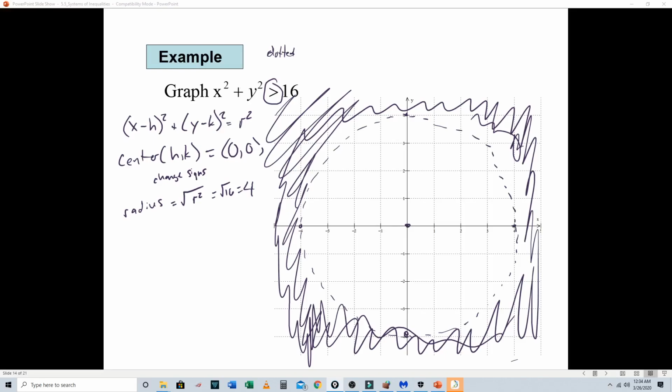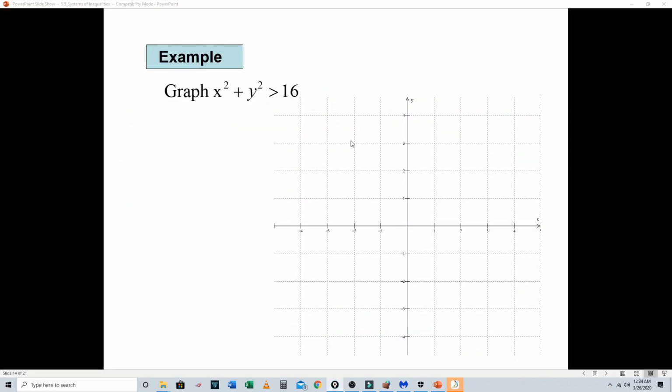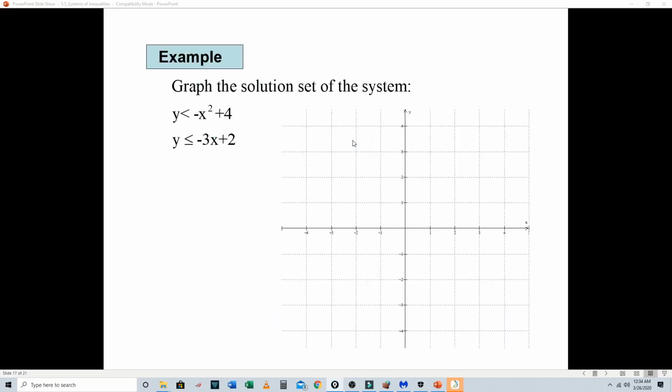Anything else? Another question like this? Nope, now systems. Here's the culmination. Here's what you would see on a test, something like this. We need to plot both of these. I'm going to do the top equation in red, and I'll do the other one in blue.